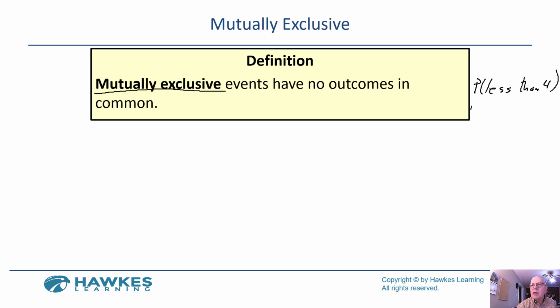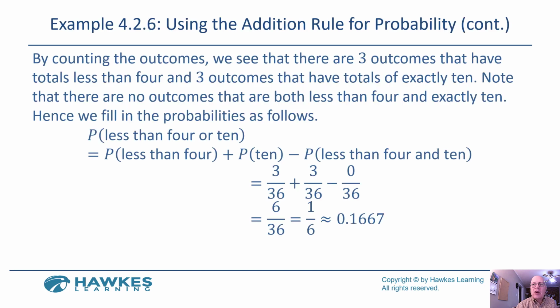Less than 4 and getting a 10. You can't have those happen at the same time. If two things cannot happen at the same time, they're called mutually exclusive. This can happen, but they both can't happen at the same time. That makes them mutually exclusive. And as you just saw back here, that mutually exclusive is the same thing as subtracting 0 over 36.